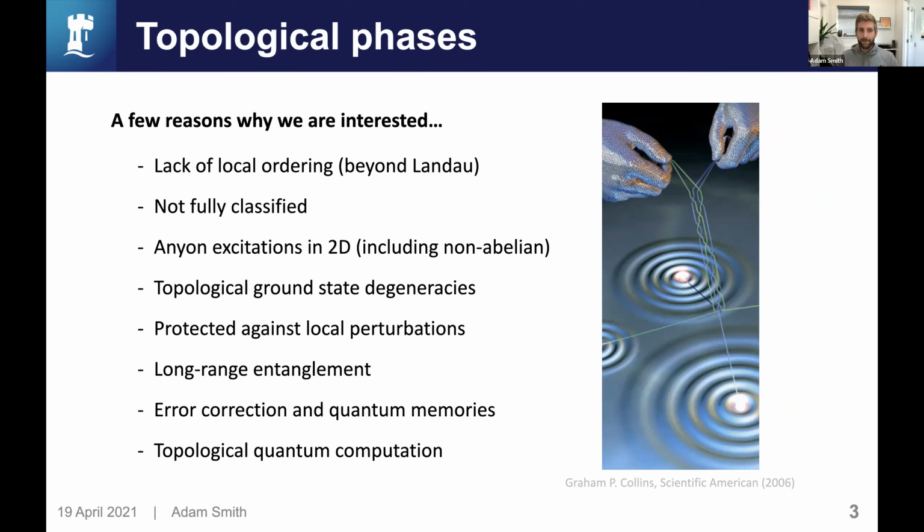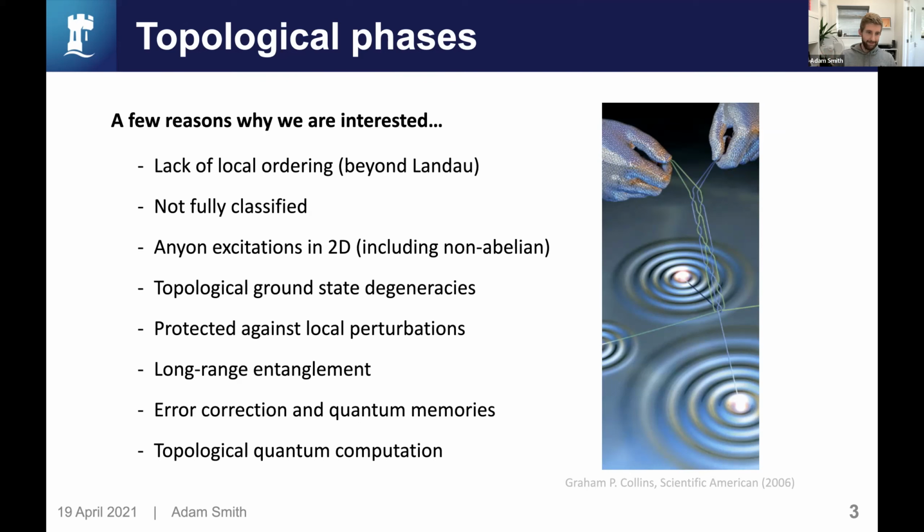And then, more practically, why we care about these is that they have interesting exotic features, including anionic excitations for these 2D systems. This means that we can have particle-like excitations that are not the normal bosons or fermions that exist in nature. A few other reasons are topological ground state degeneracies and the connected idea of topological protection. If you put these systems on, say, a torus, with different boundary conditions, then we can get robust ground state degeneracies that are protected from any local perturbations. This feature makes these systems useful for potential error correction methods and quantum memories, ways that we can robustly store quantum information that is protected against local noise.